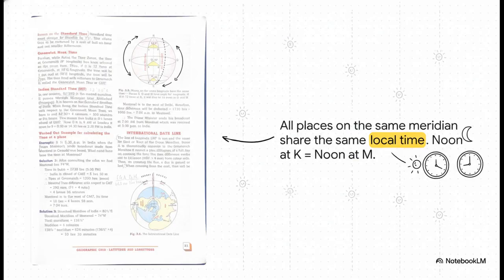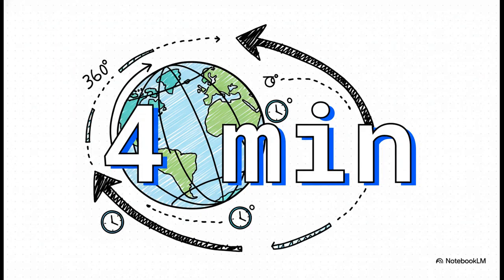You know, the link between longitude and time is actually baked right into the word itself. The word meridian comes from the Latin word for noon. And why is that? Because every single place located on the exact same line of longitude experiences noon at the exact same moment. And we can calculate this connection with some pretty simple math.